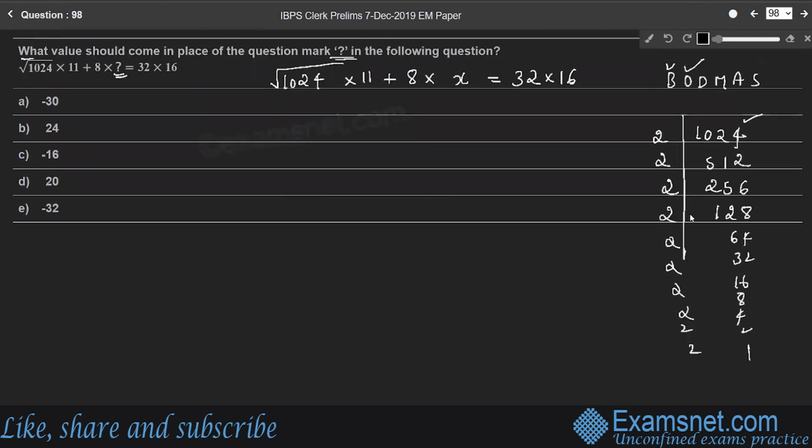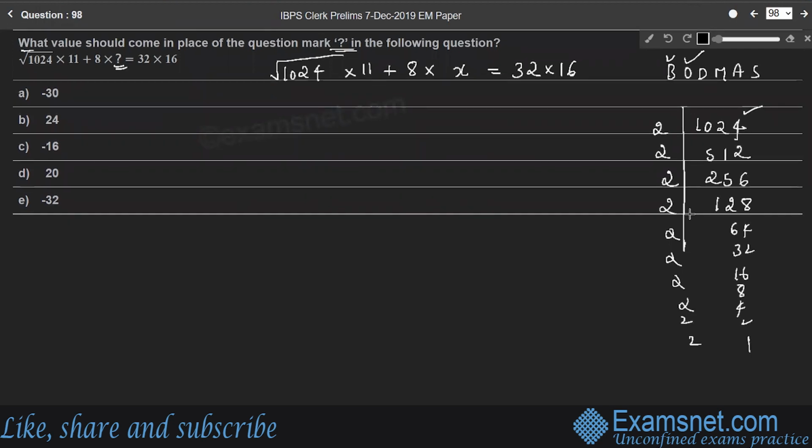So 1024 can be written as 2 into 2 into 2, that is how many times? It is 10 times. So its root becomes 2 into 2 into 2 into 2 into 2, that is 5 times 2. So what is 5 times 2? 2 into 2 into 2 into 2 into 2. So 2 into 2, 4 into 2, 8 into 2, 16, 16 into 2 is 32. Therefore, root of 1024 is 32, into 11 plus 8x is equal to 32 into 16.